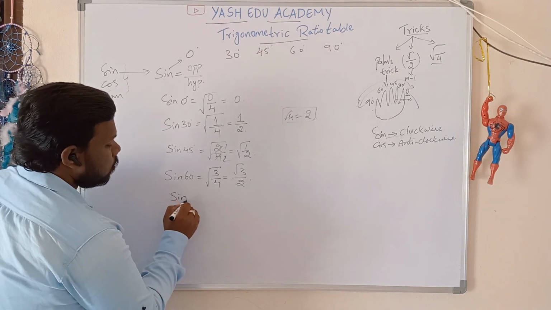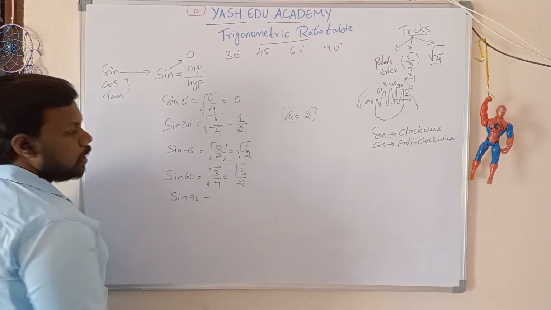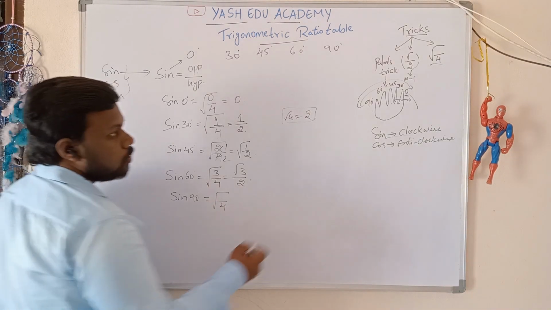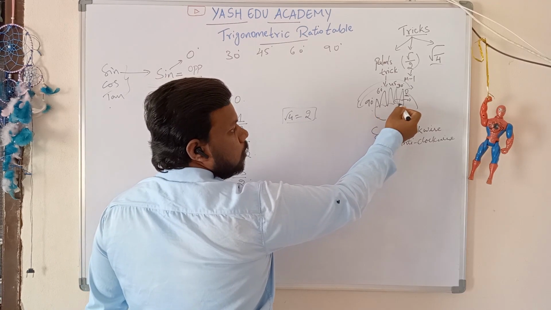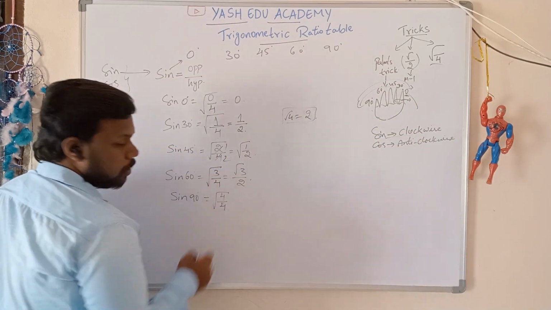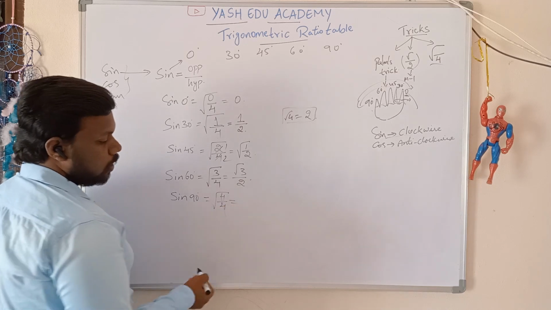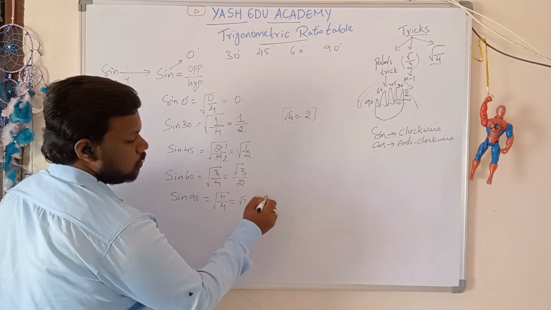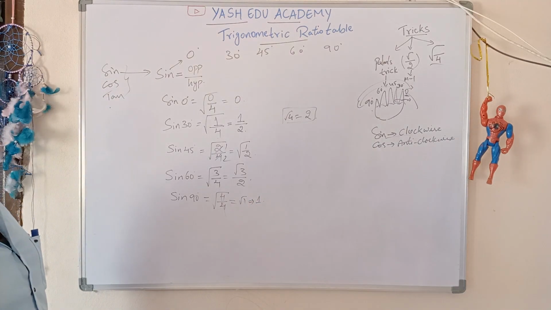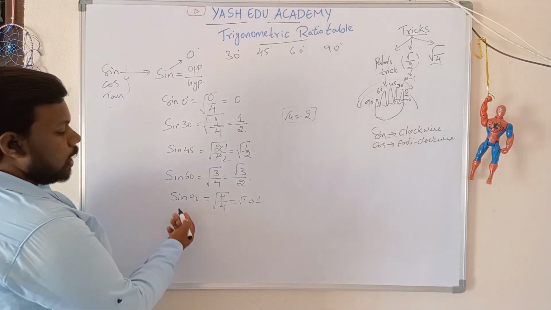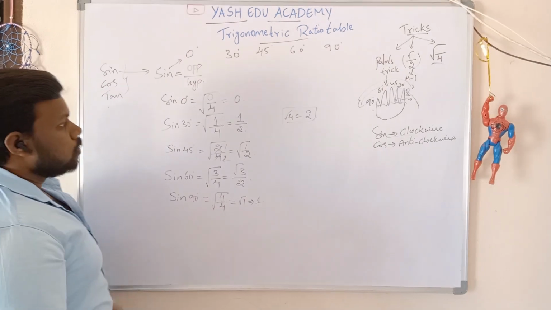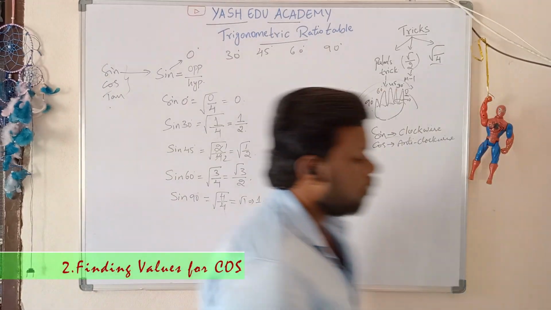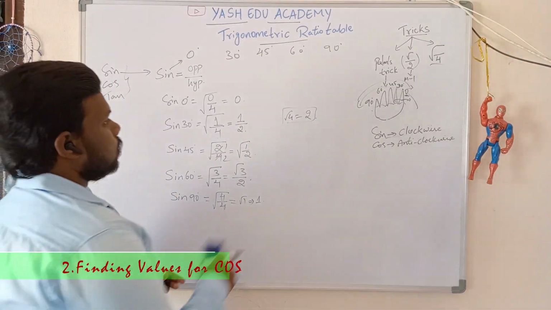Now sine 90 is equal to root of by 4. How many fingers are left after 90? 4. So 4 by 4 gets cancelled, the whole value gets cancelled and root 1 remains, which is 1. So sine 90 is equal to 1, we got it. So these are the values of sine. Now let us see the values of cos.